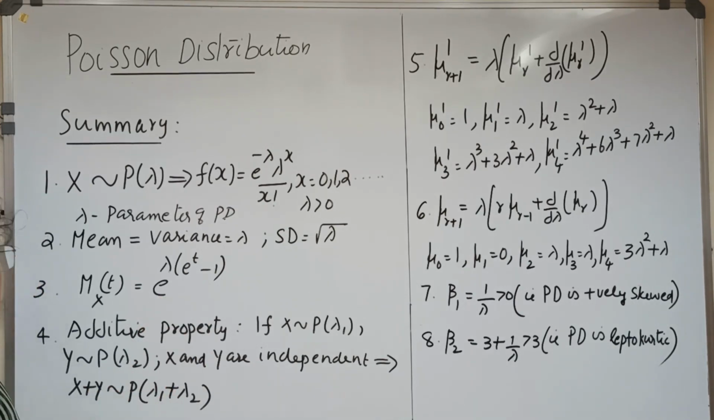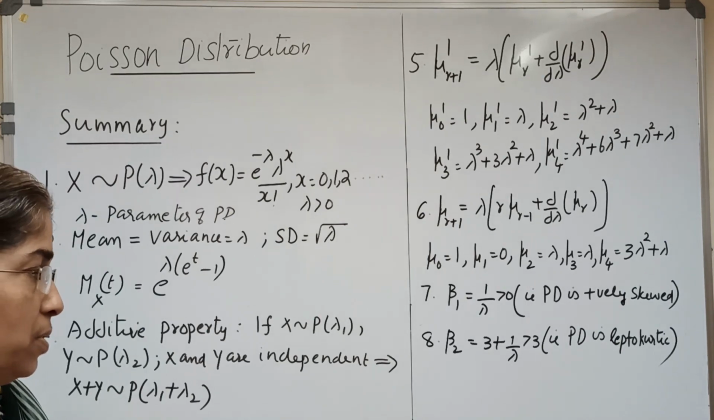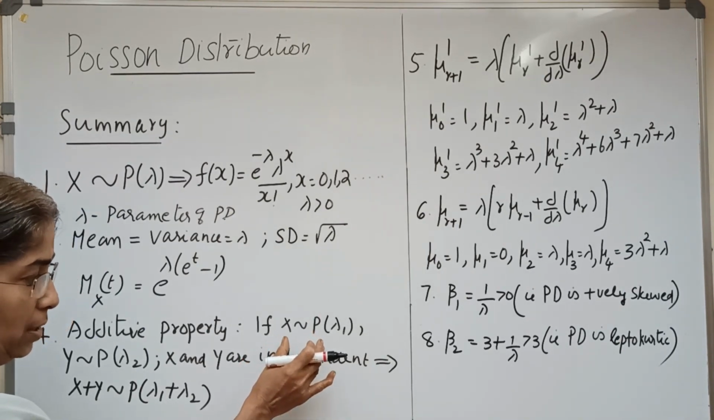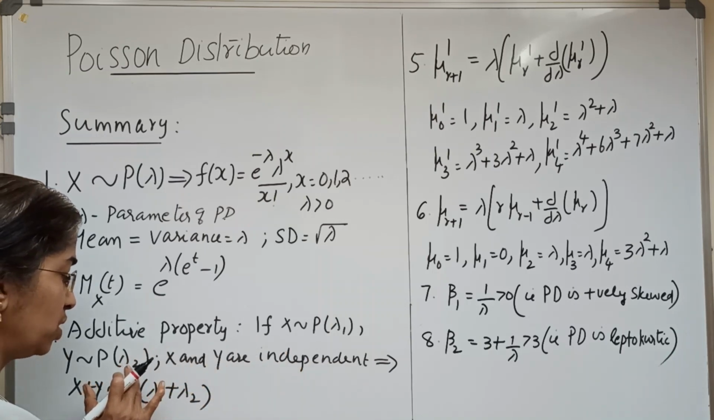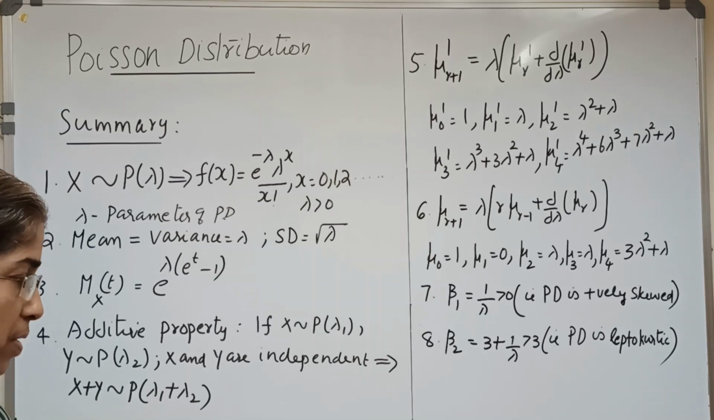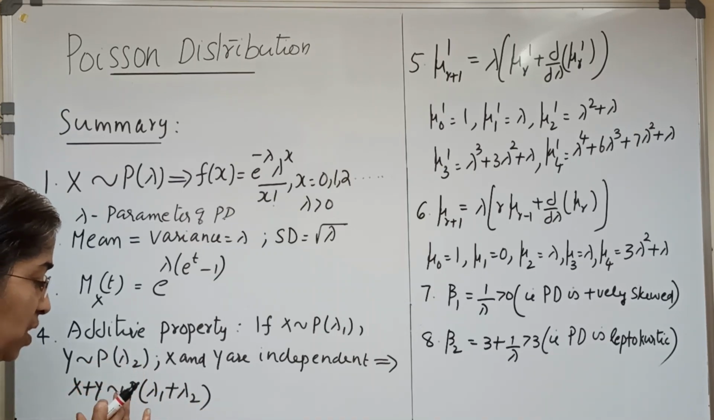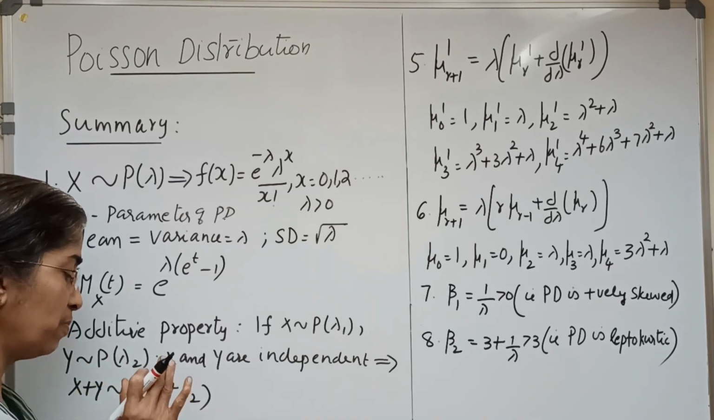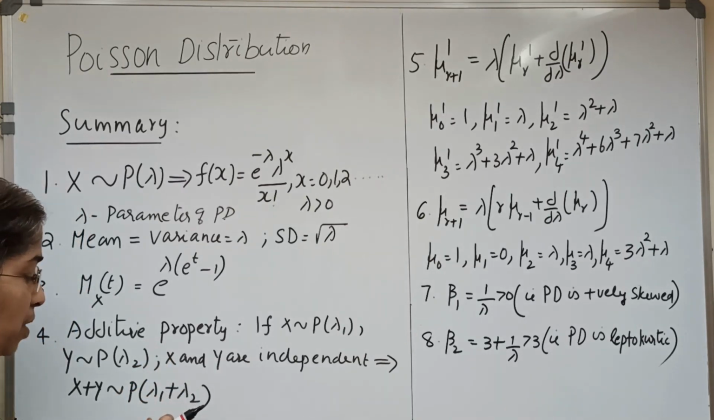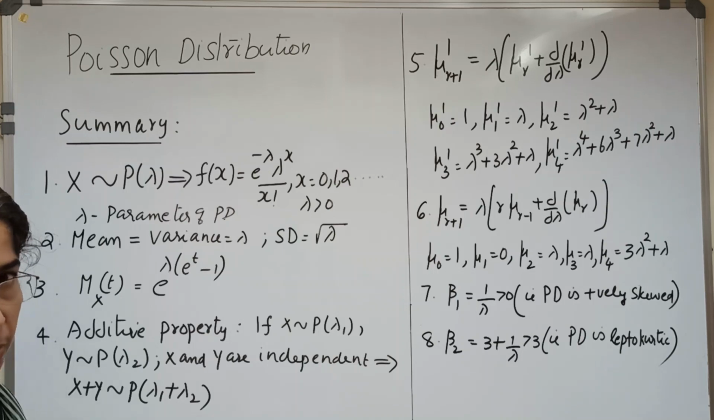Now the additive property of Poisson distribution, that is, if x follows Poisson lambda 1, y follows Poisson lambda 2, and x and y are independent, this implies x plus y follows Poisson distribution with parameter lambda 1 plus lambda 2. This is the additive property of Poisson distribution.